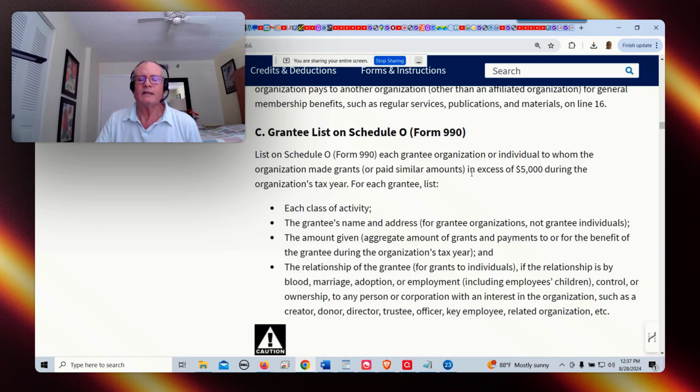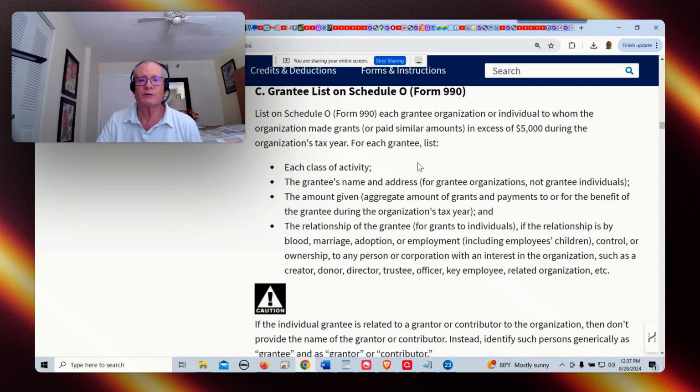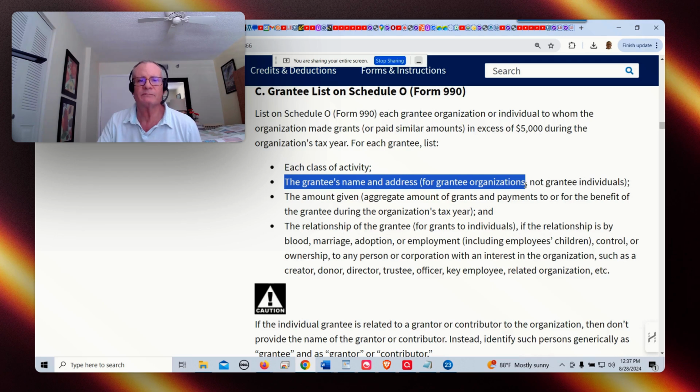All right. Any grant recipients that received in excess of $5,000 during the organization's tax year, you have to list on Schedule O. You list each class of activity and the grantee's name and address for grantee organizations. You don't have to list individual names. But so this is different. And it's really rather odd.